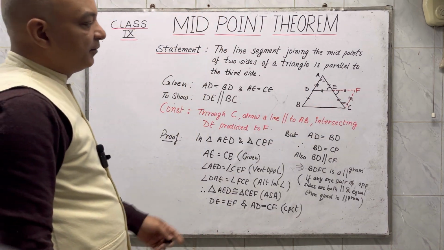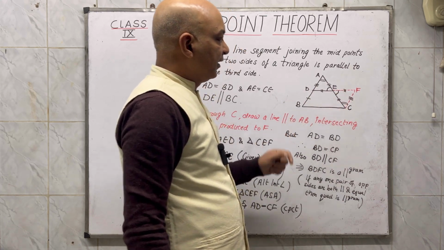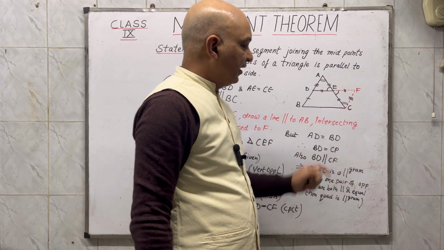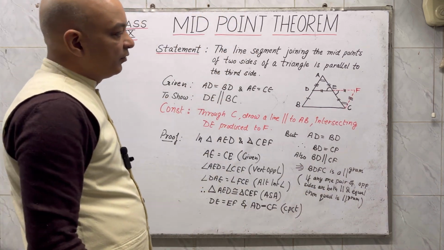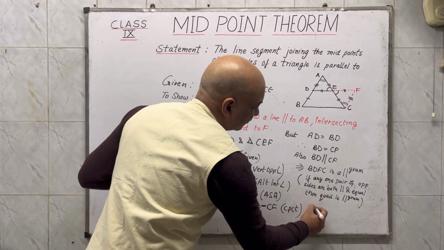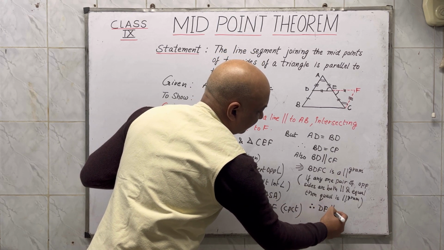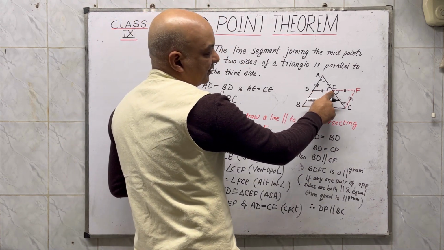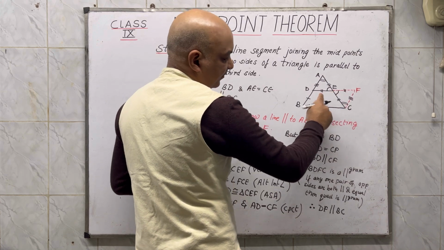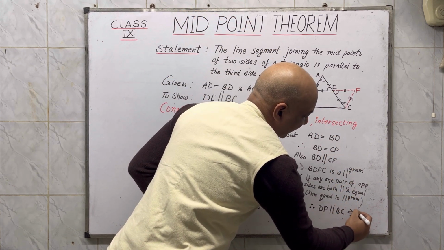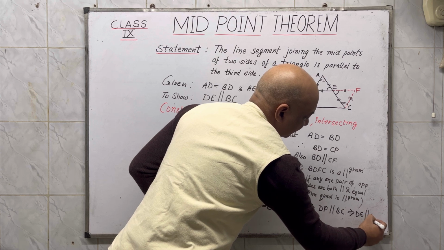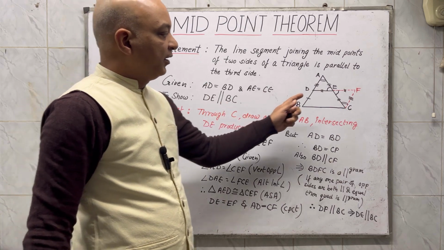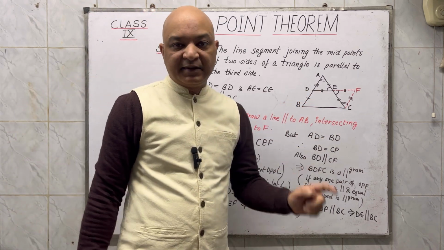And we know that if BDCF is a parallelogram, then its other pair of opposite sides, DF, is also parallel to BC. So therefore, DF becomes parallel to BC. And you can see DE is a part of DF. So this would imply DE parallel to BC. So that is what we intended to prove, first of all, that DE parallel to BC.